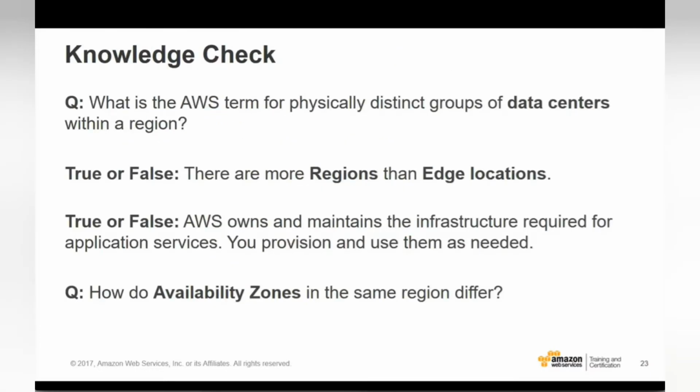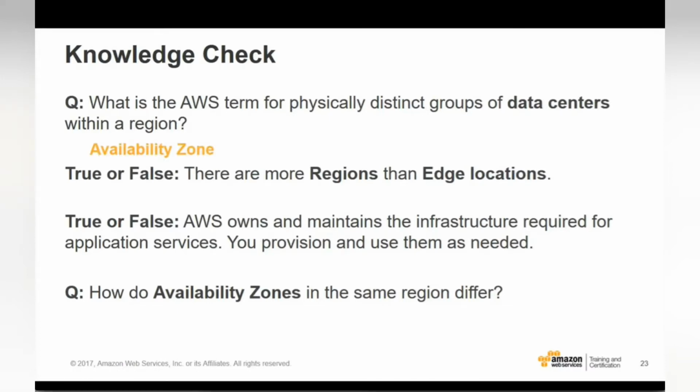So I want to wrap up this particular section with a quick knowledge check. Don't worry, we're not going to be asking you to type in answers or do any polls yet. Maybe Ryan might have that for you later on, we'll see. But for now, I'll just read this off to you. So what is the AWS term for physically distinct groups of data centers within a region? I'm hoping you know the answer to that, and that is availability zone. You all got that right?